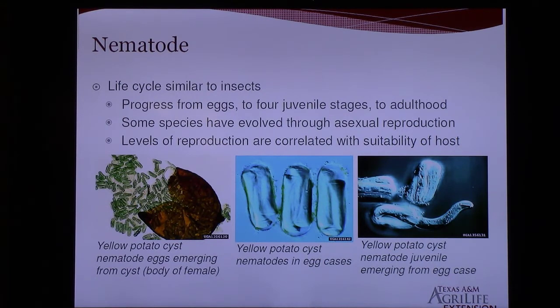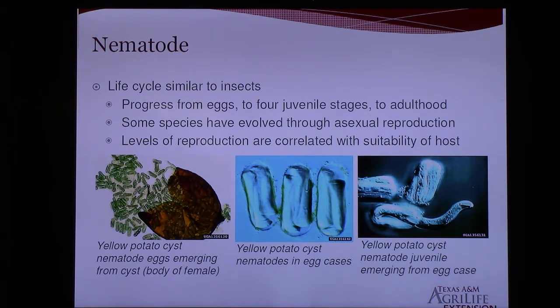So with nematodes, they actually grow from eggs. They go through four juvenile stages until they reach adulthood. Some nematode species reproduce asexually. Many of them are sexual, meaning they need both male and female.